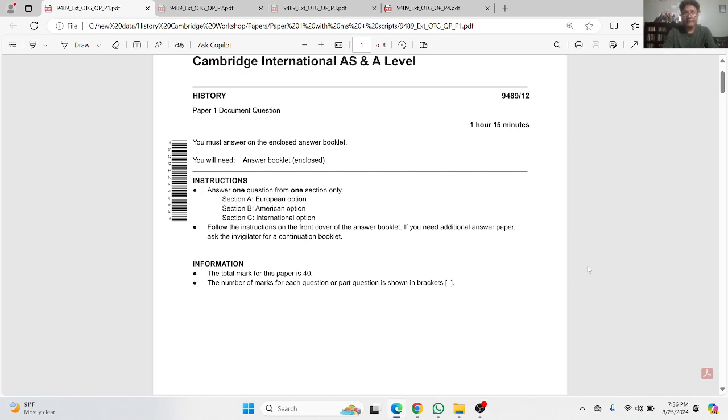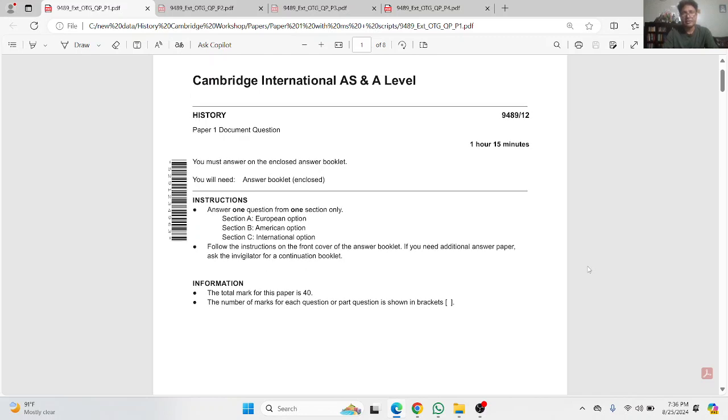Okay, so today we are going to start discussion on paper format AS and A level. In this session, I would keep my discussion limited to AS and A level paper format. Paper 1, as you can see, has a total of 40 marks.